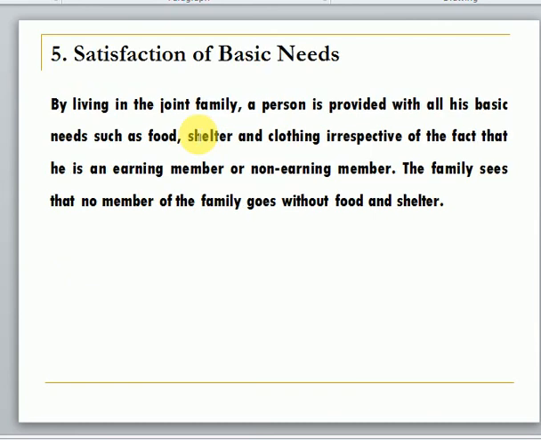So the fifth one is satisfaction of basic needs. In a joint family, your basic needs will be fulfilled. By living in the joint family, a person is provided with all his basic needs such as food, shelter, and clothing, irrespective of the fact that he is an earning member or a non-earning member. The family sees that no member of the family goes without food and shelter.